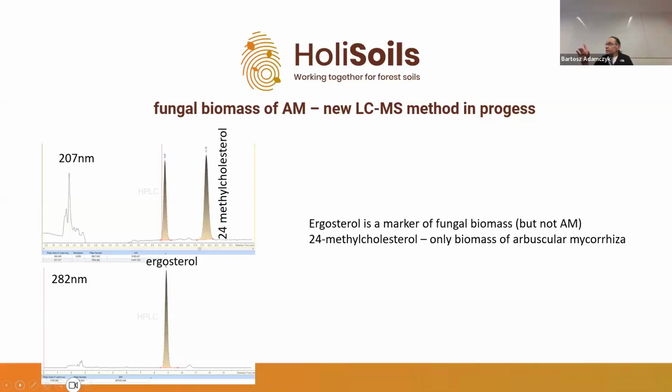So as you can see, using, again, HPLC and mass spectrometry, we can find the differences between these two markers. Ergosterol is the first peak, marked in, let's say, brown. And the second one, at 207 nanometers, is 24-methylcholesterol. I'm still developing the methods. It's not yet ready, but I hope that at the end point, I will be able to provide you with a method which is counting the total biomass of fungi and separately that arbuscular mycorrhizal group. Next one, please.